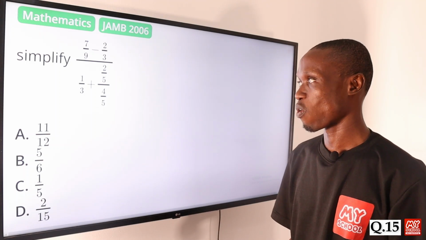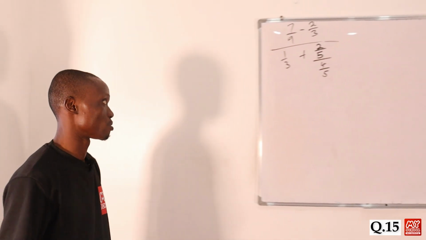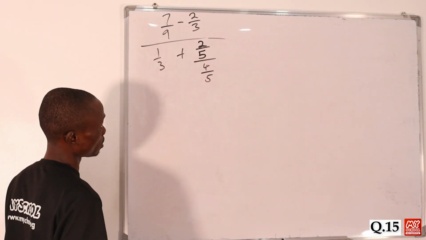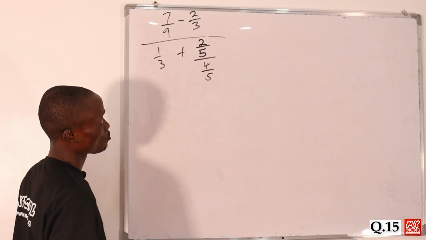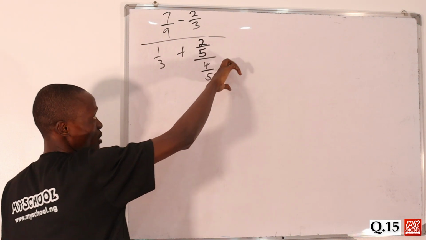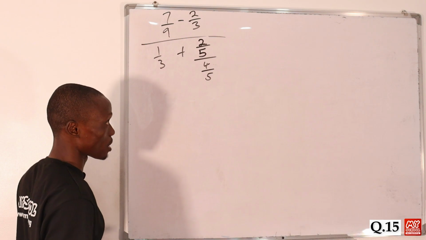Question 15, simplify 7 over 9 minus 2 over 3 divided by 1 over 3 plus 2 over 5 divided by 4 over 5. So let's move over to the board to provide answer to this question. So to solve this question, we are going to be solving it part by part. So we will first of all deal with the numerator first, then we'll now deal with the denominator, then now combine the final answers to get our final answer.